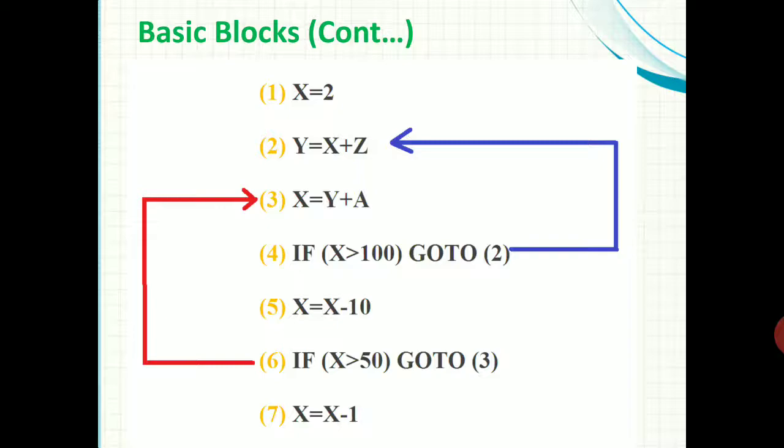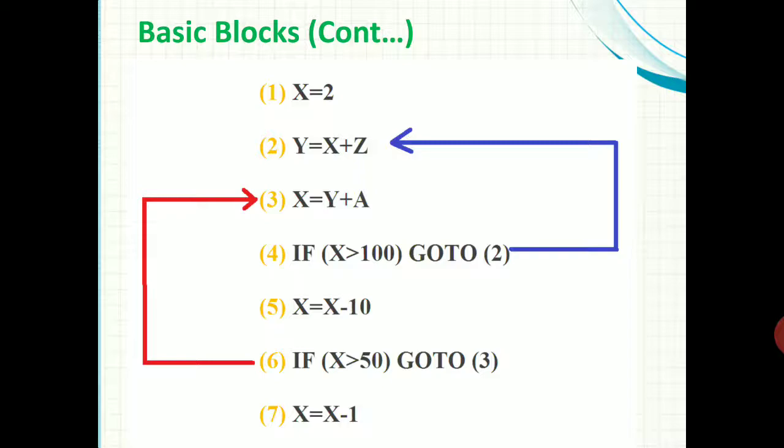Also, at the same time, we cannot combine the second statement and the third statement into one group, because if the condition at the sixth instruction is satisfied, the program only goes to statement 3. There is no need to execute statement 2. So we cannot combine instructions 2 and 3 into a single block. So we need different blocks for the first instruction, second instruction, and the third instruction.